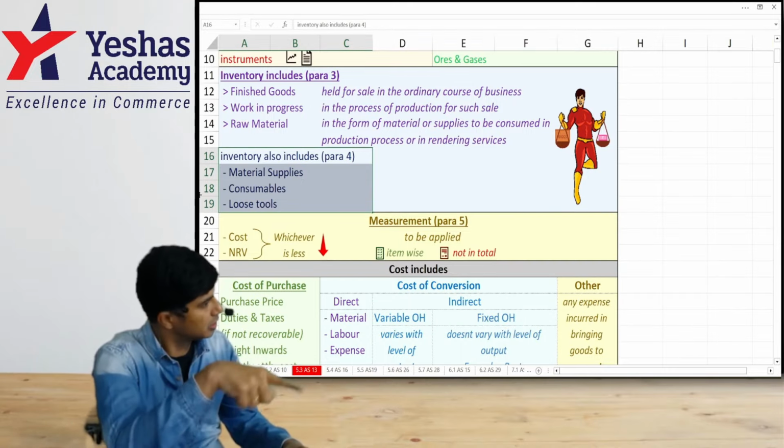Here, I'll give a little space. Why? What should I write after opening plus purchase? Closing. I will leave space and write here consumption of stores and spares. How much? 45,000. Correct? Yes.